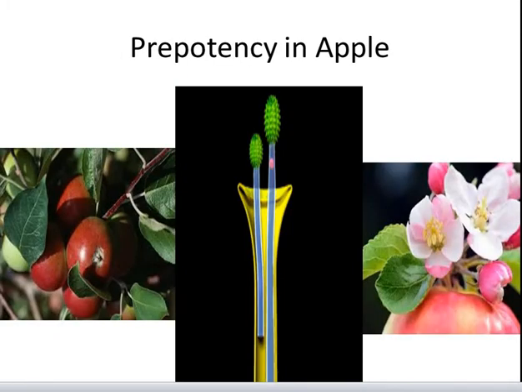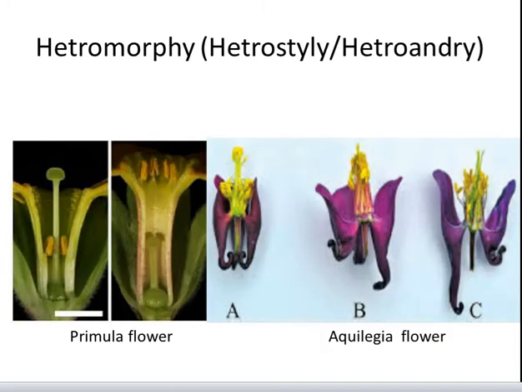The third strategy used by the plants is prepotency. Pollen grains of other flowers germinate more rapidly over the stigma than the pollen grains from the same flower. For example, in case of apple. The fourth strategy used by the plants to encourage cross-pollination and discourage self-pollination is heteromorphy. Heteromorphy is also called heterostyly or heteroenty.